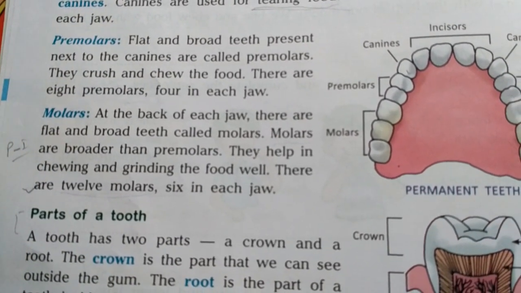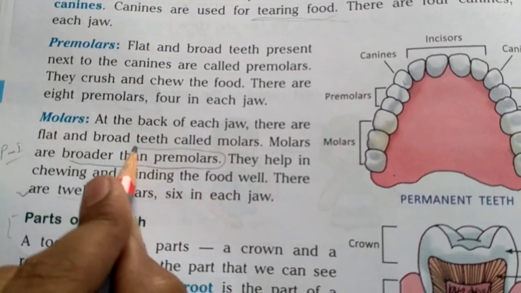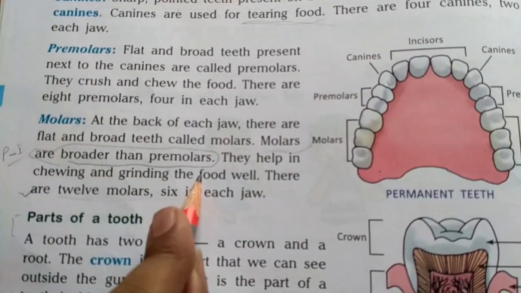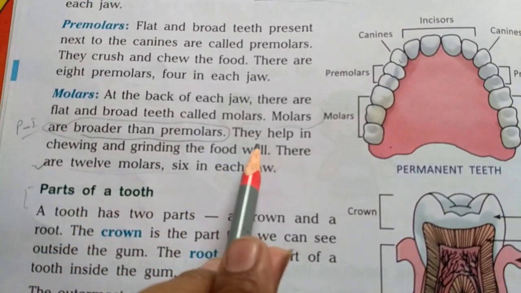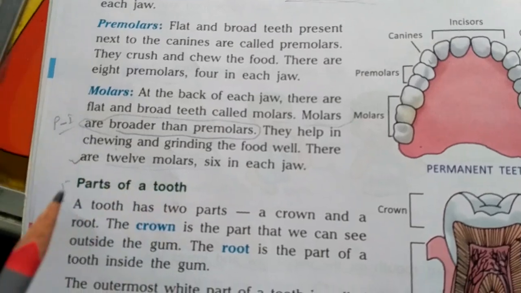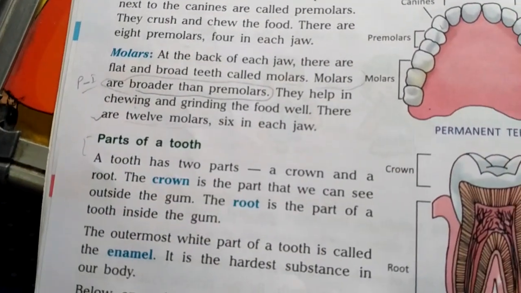Molars are broader than premolars. So this is one point which makes them different from the premolars: molars are broader than premolars. They are bigger than premolars, and they help in chewing and grinding the food well. Grinding means to convert the food item into a very smooth, paste-like material.